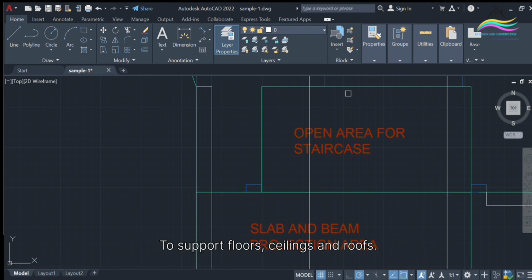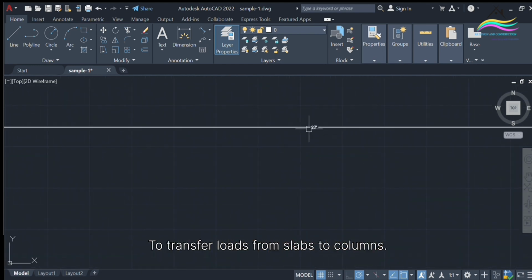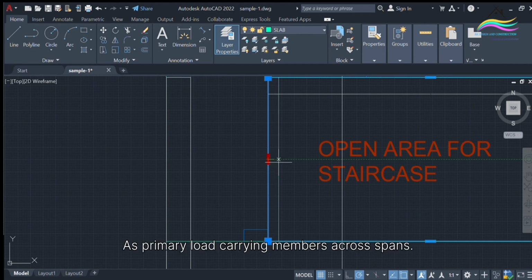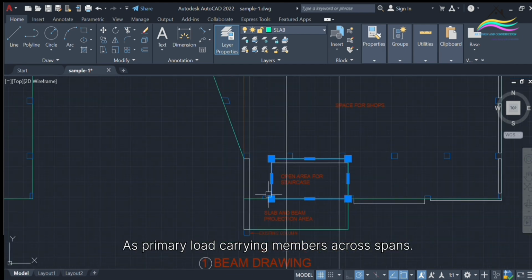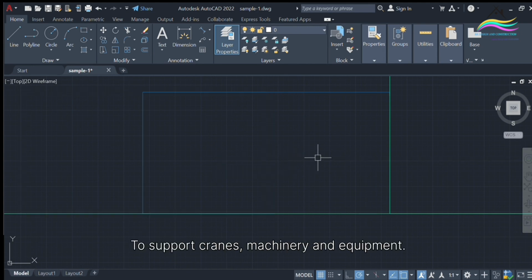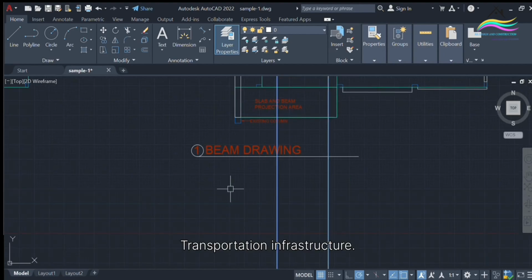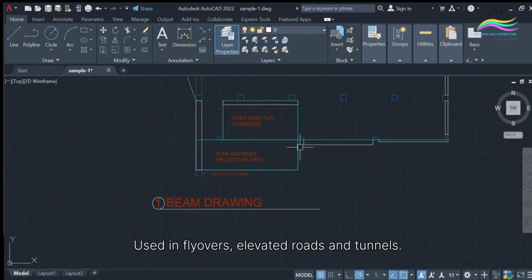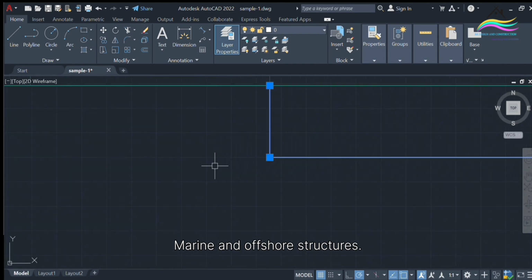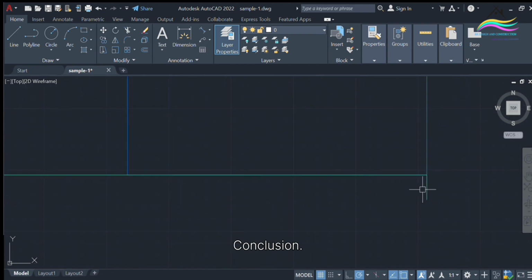Buildings. To support floors, ceilings, and roofs. To transfer loads from slabs to columns. Bridges. As primary load-carrying members across spans. Industrial structures. To support cranes, machinery, and equipment. Transportation infrastructure. Used in flyovers, elevated roads, and tunnels. Marine and offshore structures. To resist wave, wind, and dynamic forces.